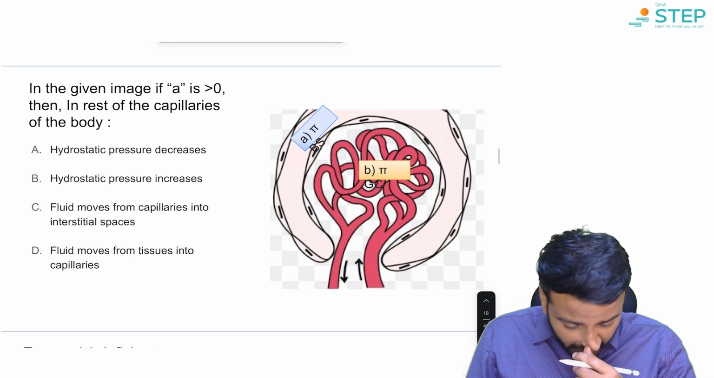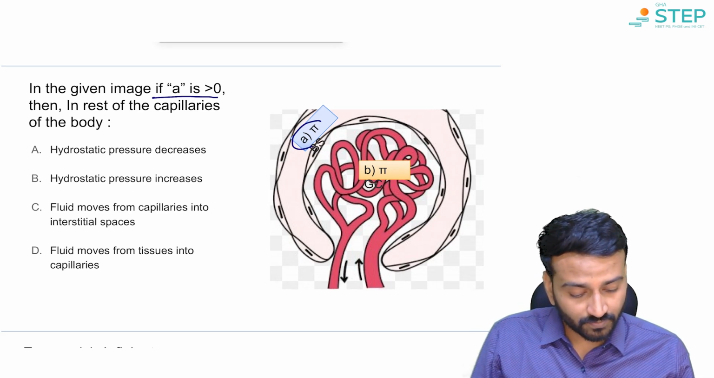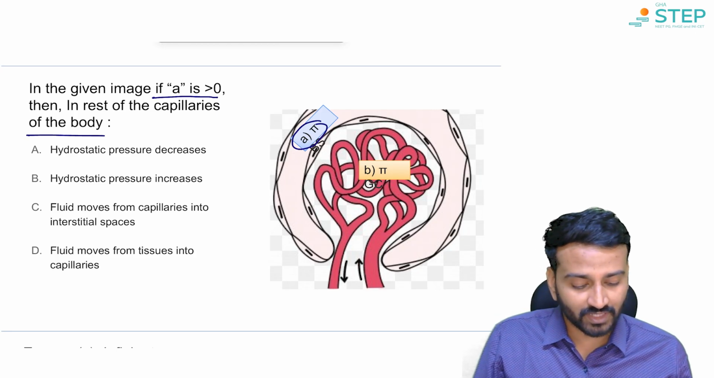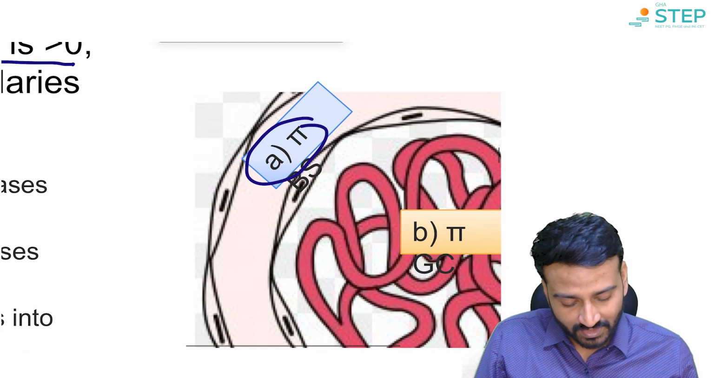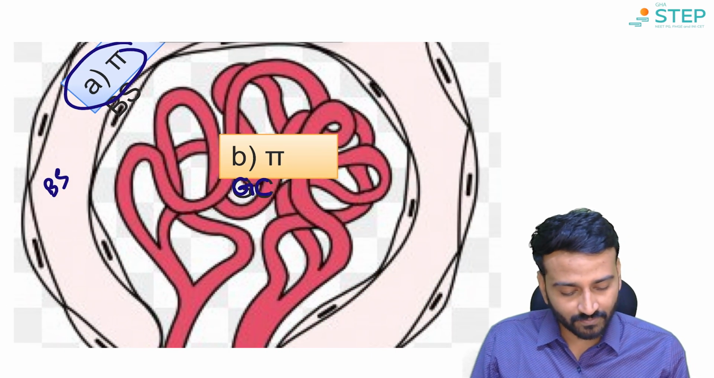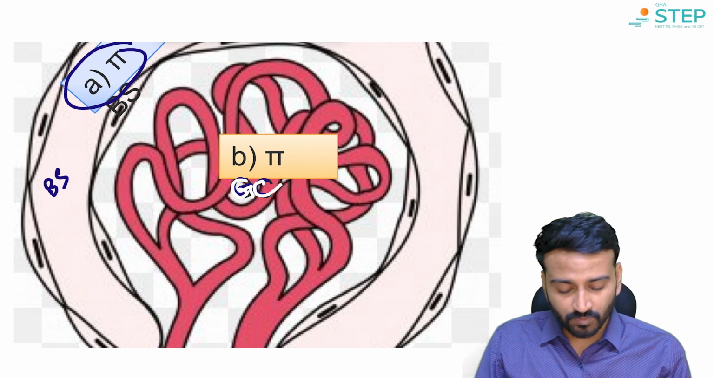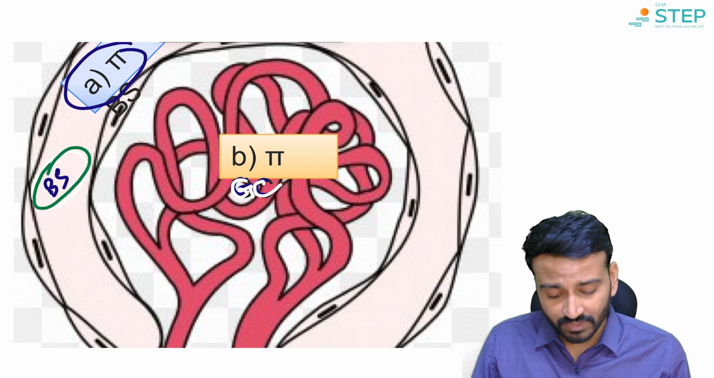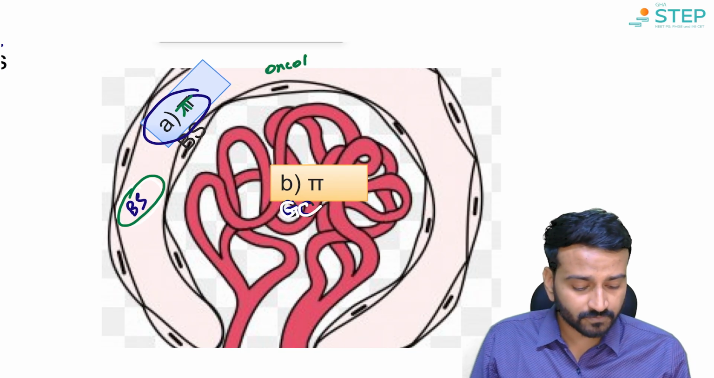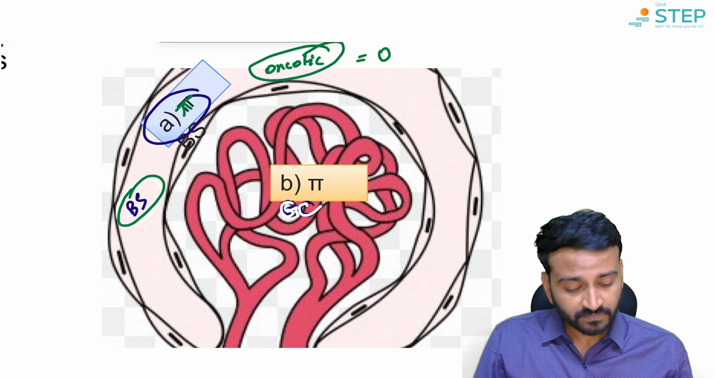In the given image, if A is more than 0, then in the rest of the capillaries of the body what will happen? Here A pi, this space is Bowman space, okay, this is the glomerular capillary and this is the Bowman space, right? That means pi here denotes oncotic pressure. Usually it is 0 because there is no filtration of protein.